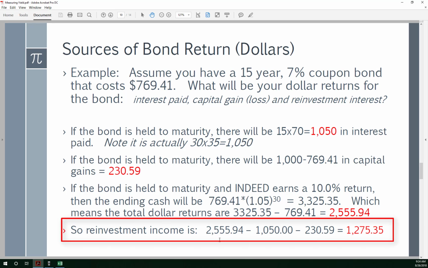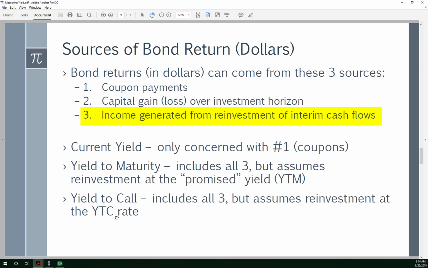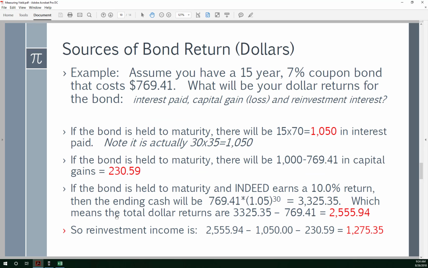The reinvestment income is going to be the difference between that $2,555 in total income that we've got and the $1,050 that we determined we had in interest payments, and the $230 that we determined we had in capital gains. So the residual, this $1,275, has to be reinvestment income, and that is the third portion. That's the income generated from reinvestment of the interim cash flows. So reinvesting those coupon payments will create $1,275 over this investment horizon of 15 years.